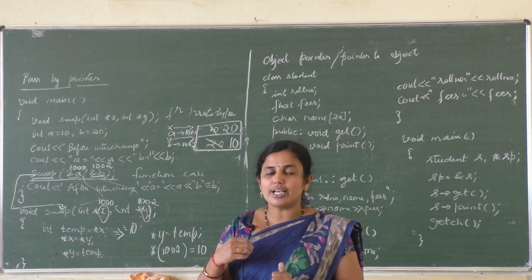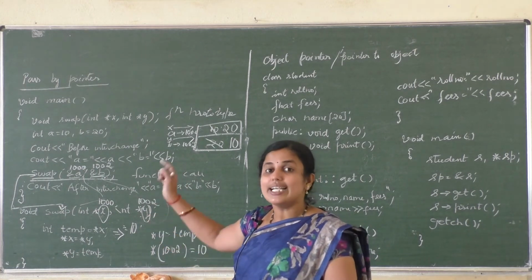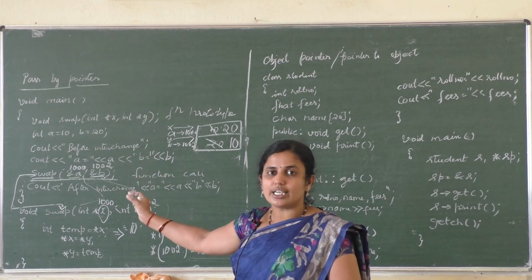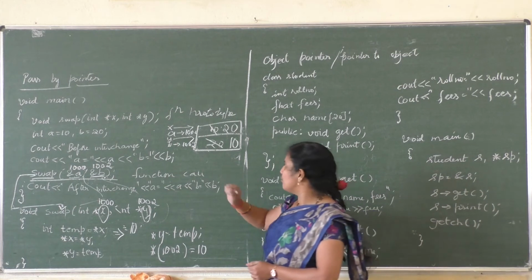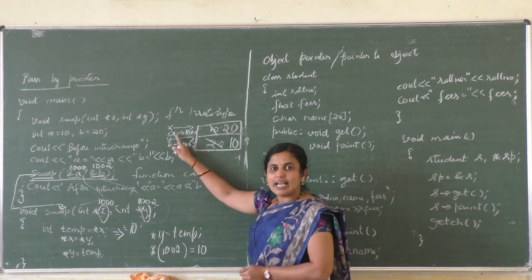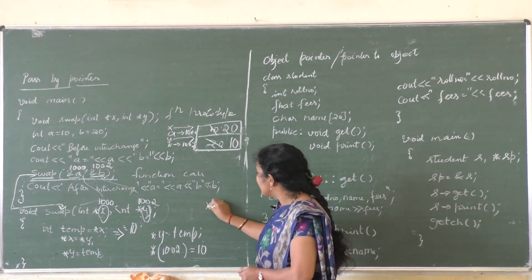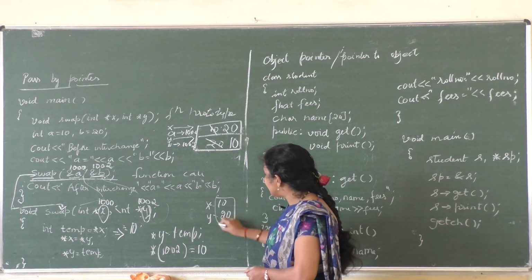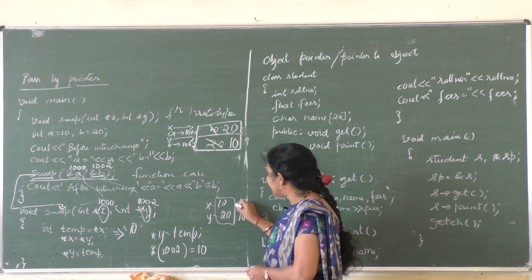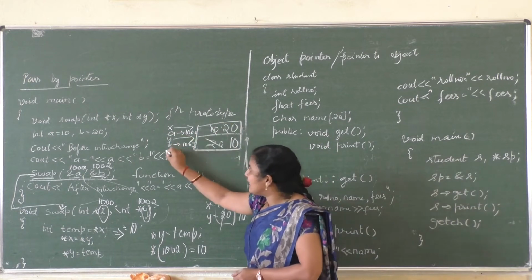Now suppose I change the value of the formal argument. Is it affected in the original argument? Yes, it is affected in the original argument. Yes or no? Here I have changed the values of x and y. X value was 10, y value was 20. I have interchanged it. I got it as 20 and 10. Is it clear? Now, has it been reflected in A and B?